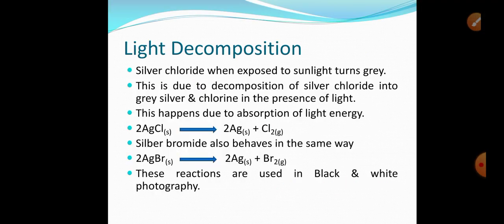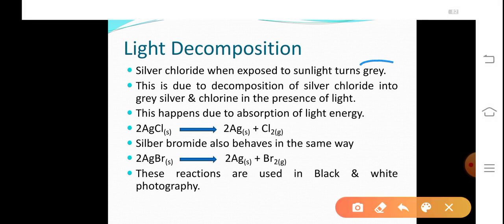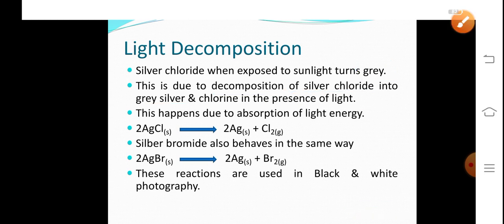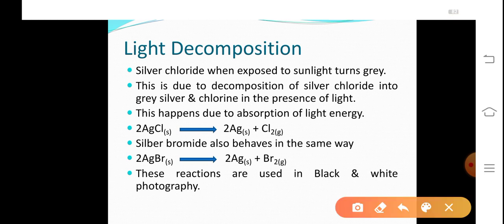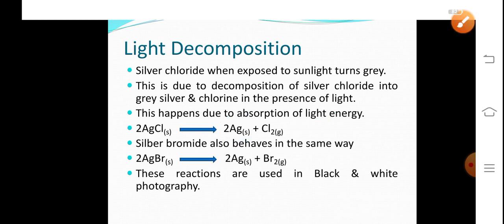So what are light decomposition reactions? Silver chloride when exposed to sunlight turns gray. This is due to decomposition of silver chloride into gray silver and chlorine in presence of light. This happens due to the absorption of light energy. This is the overall reaction of decomposition. AgCl decomposes in presence of sunlight to form silver as a solid metal, and chlorine as a gas.